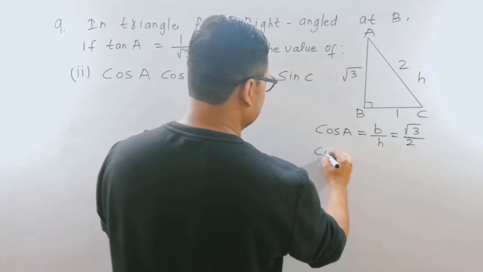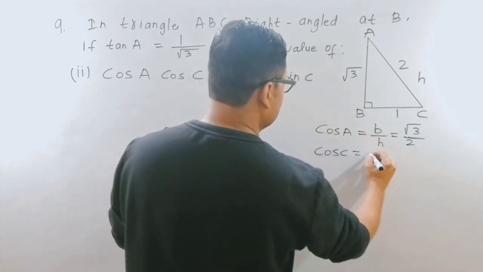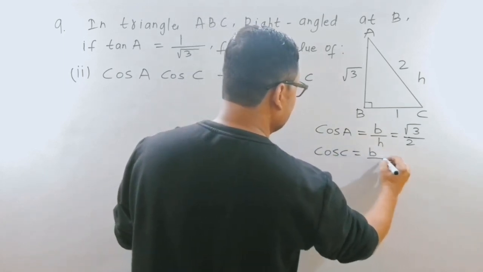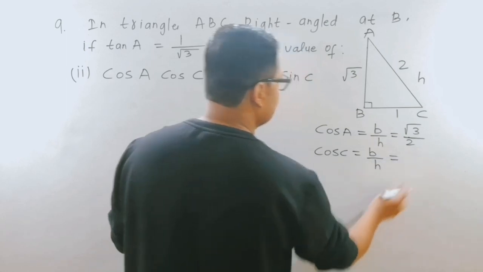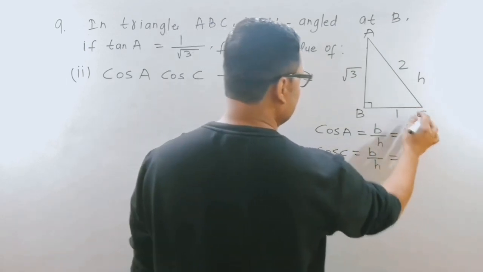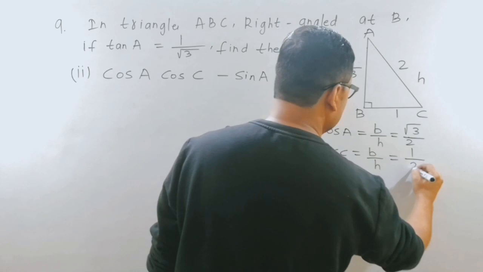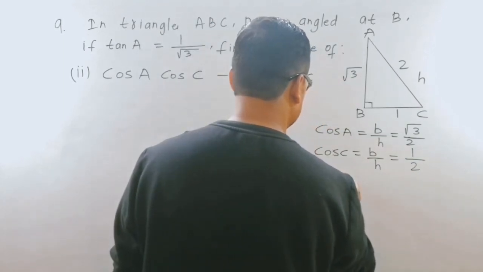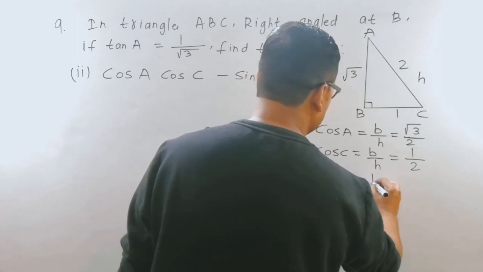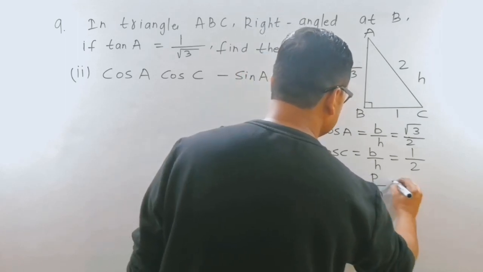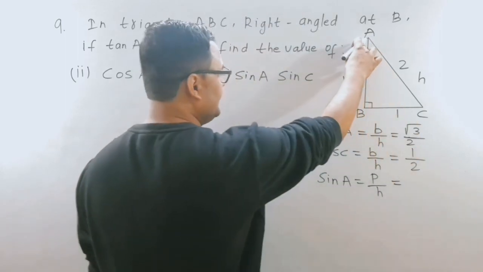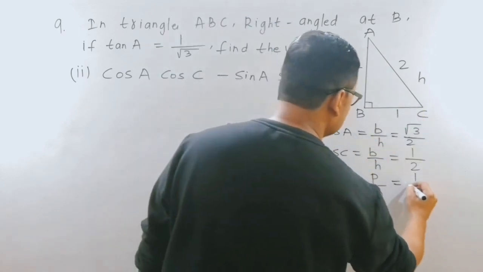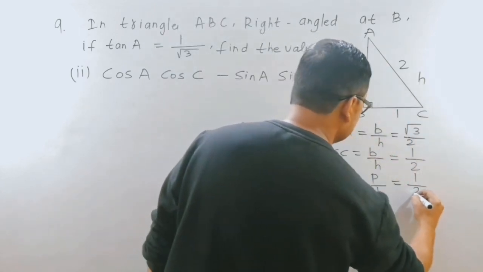Cos C, that is again B by H. But for this angle C, the base is 1 and the hypotenuse is 2. Now sin A. Sin A equal P by H. So for this angle A, perpendicular is 1, hypotenuse is 2.